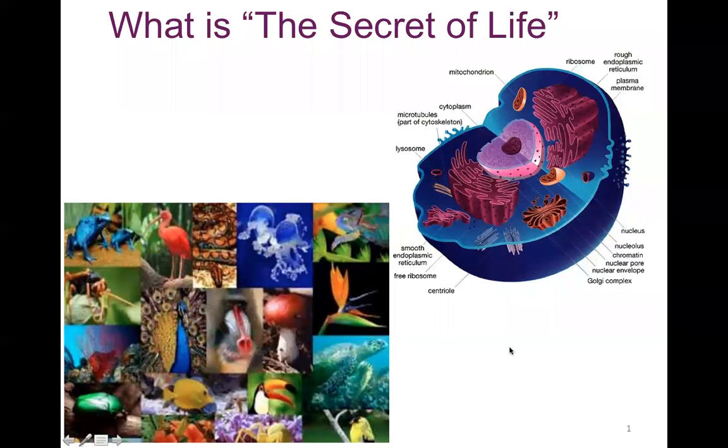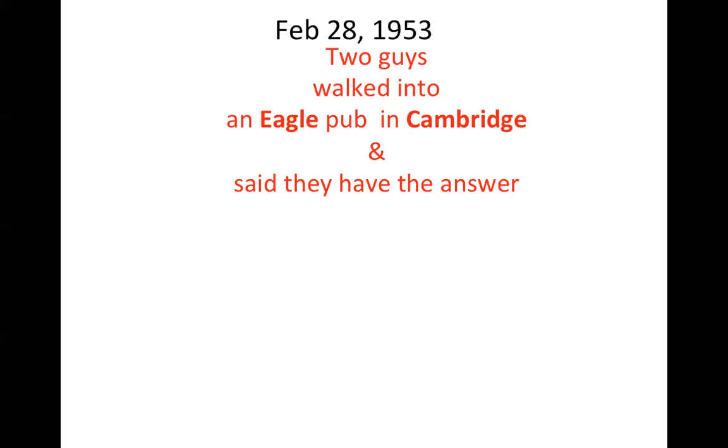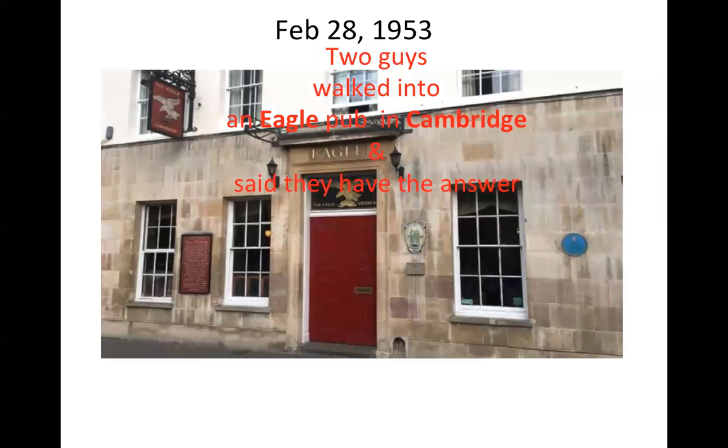For this mystery, this unanswered question, on February 28, 1953, two guys walked into an Eagle pub in Cambridge, in the United Kingdom. They said that they had an answer for the secret of life. This is the Eagle pub. A pub is a place where scientists used to go, drink and think about science. So two guys, Watson and Crick, walked into this Eagle pub, near the Cavendish Laboratory, Cambridge University, and they said that they had an answer for the secret of life, that is DNA.